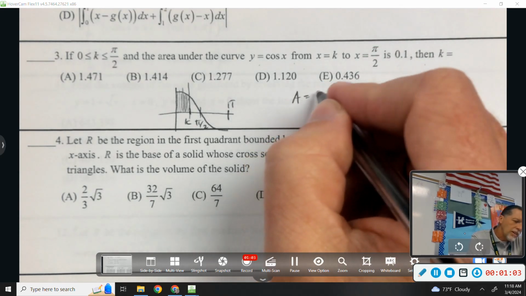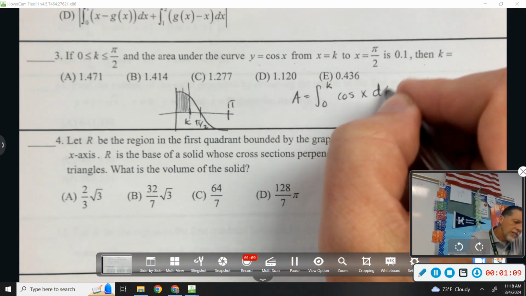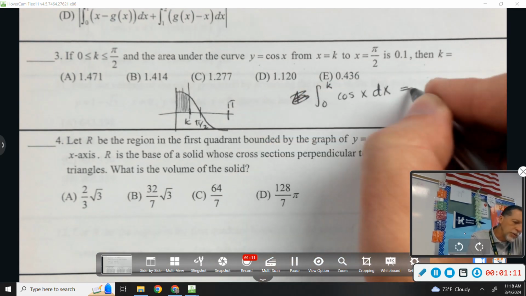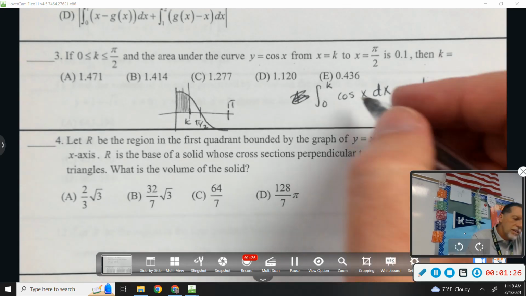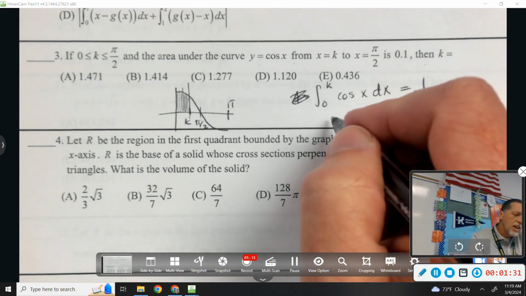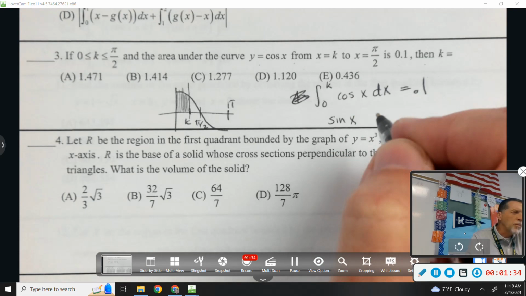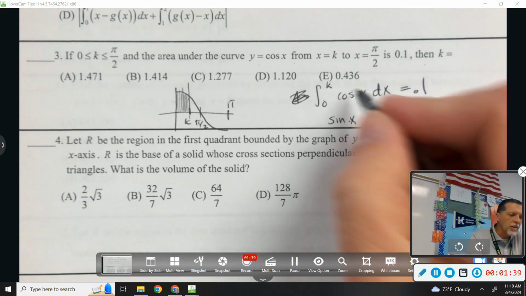So the area is the integral from 0 to k of cosine of x dx, and that's equal to 0.1. So it's a calculator question, but you still have to integrate by hand because of the way they set this problem up. So what's the antiderivative of cosine? Sine of x, but is it positive or negative? It's positive, yeah, because the derivative of sine is cosine.